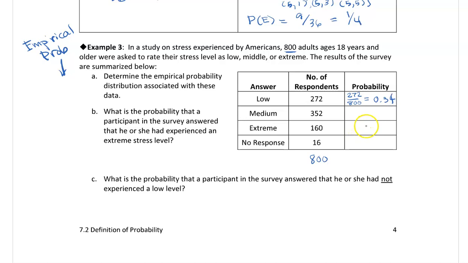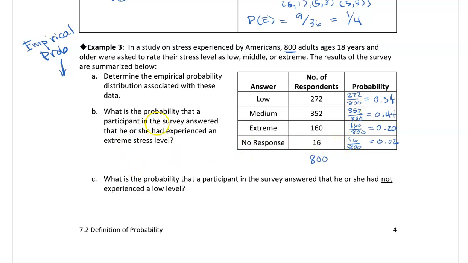And we're just going to keep doing that for each of these simple events. So 352 answered medium stress out of 800. Okay, so that gives us a probability of 0.44. 160 out of 800 answered extreme, and so that is 0.20. And 16 out of 800 answered no response, and so that's 0.02. Okay, so that's the probability distribution. We're just taking the number of outcomes in each of the simple events and then dividing by the total number of trials, which was 800.